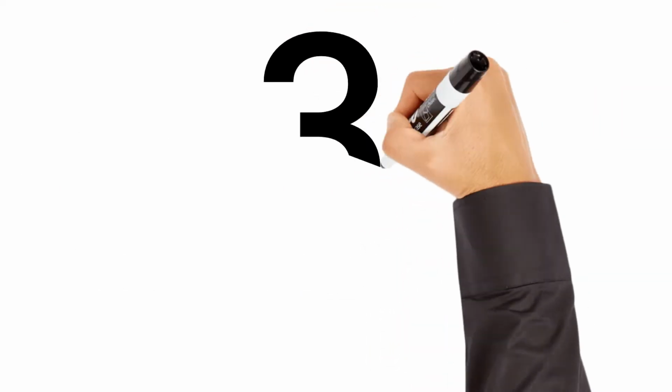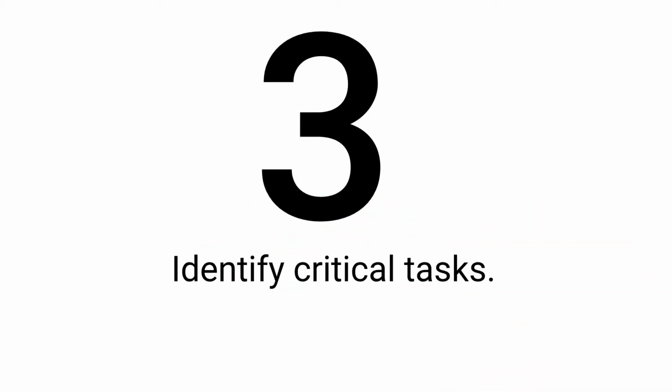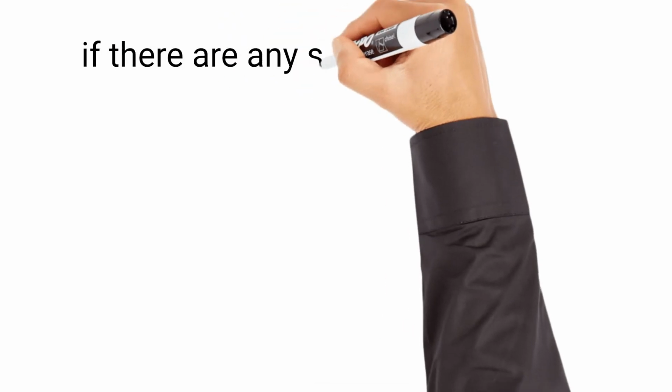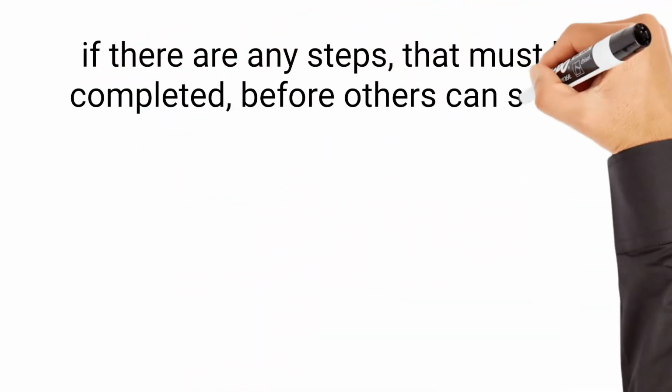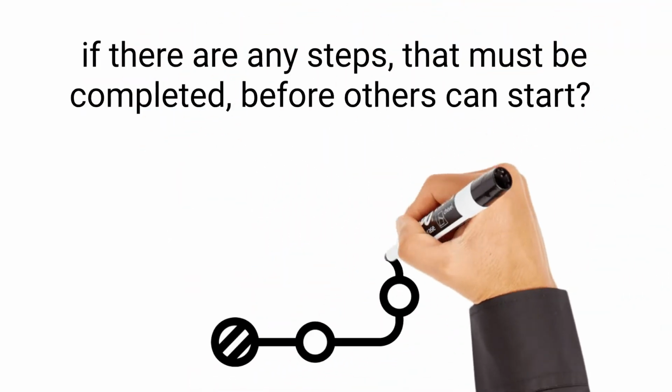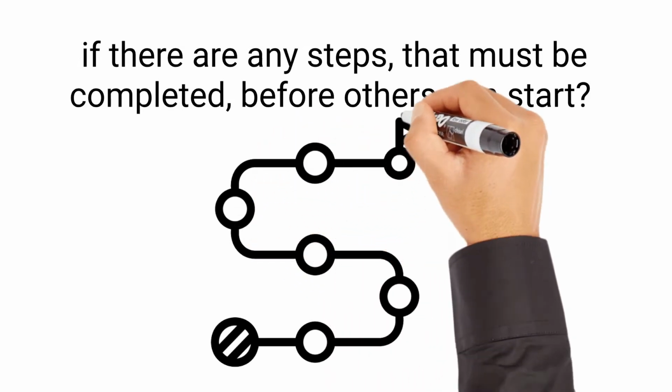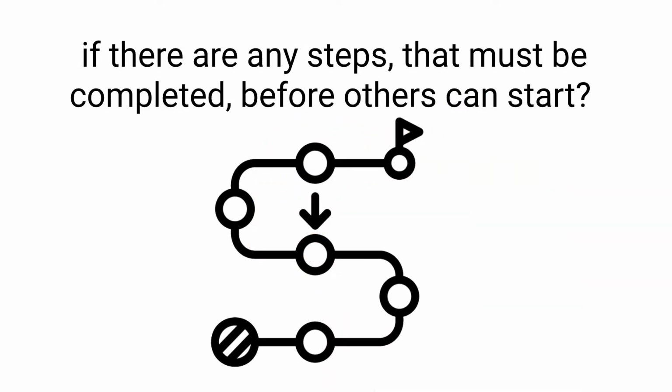Then, the third step is to identify critical tasks. Basically, you will need to check if there are any steps that must be completed before others can start. These are critical tasks with dependencies. Prioritize these tasks and set realistic deadlines. If your plan is to assign them to team members, be sure to let them know the dependencies and allow enough time to deliver them.